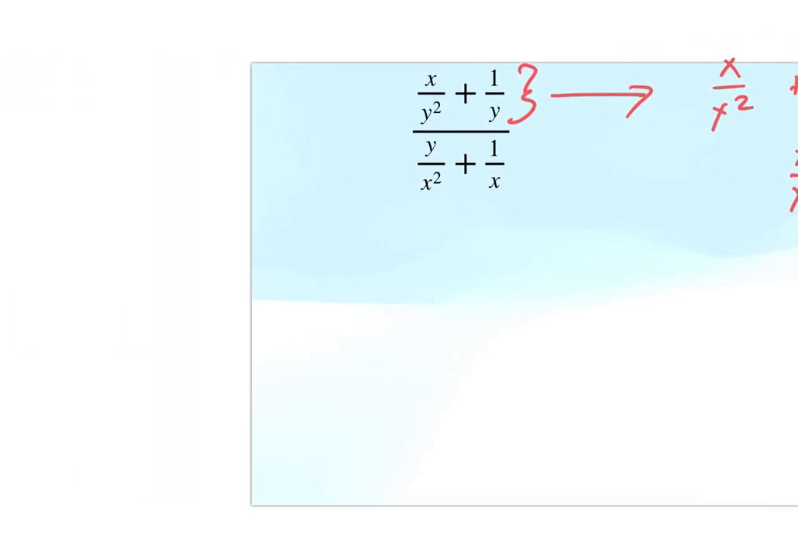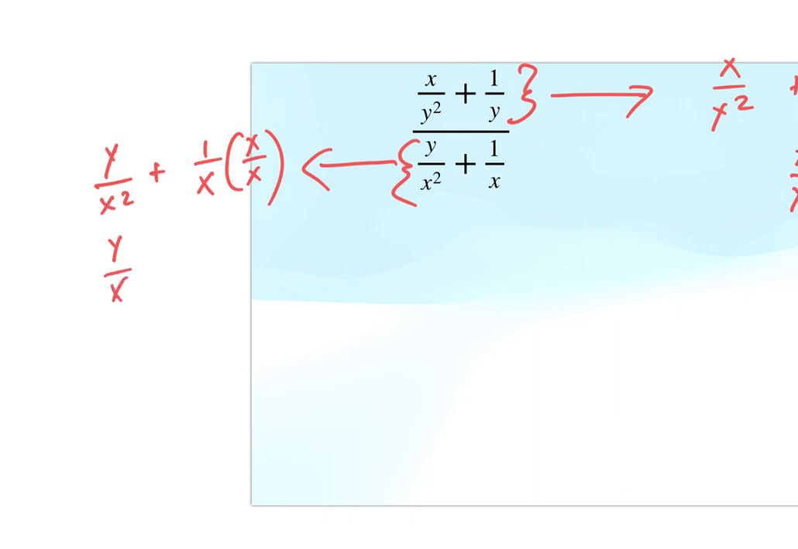Let's take this one over here. Y over x squared plus 1 over x. This needs to be multiplied by x over x to get a common denominator. Y over x squared plus x over x squared will equal y plus x over x squared.